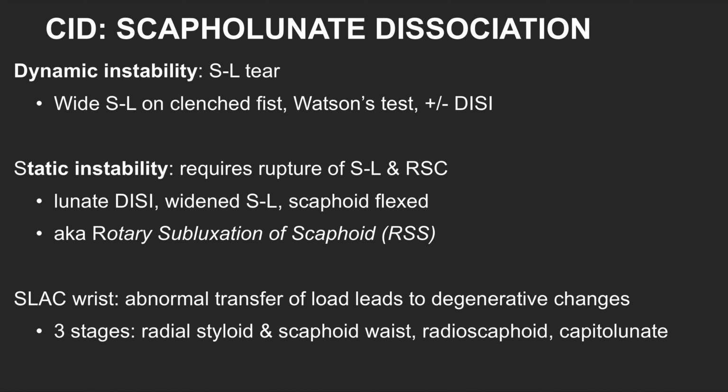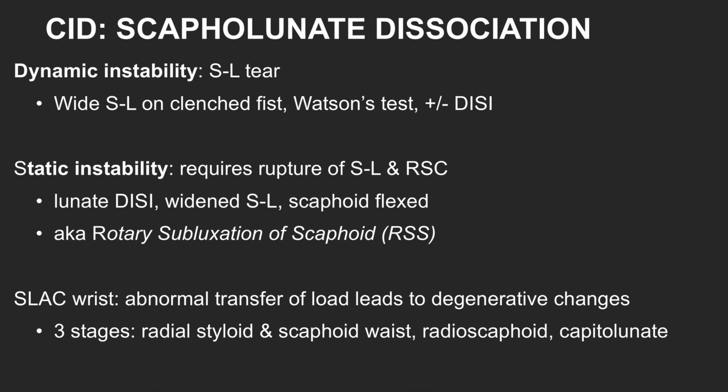So when you have an SL tear, it looks wide on a clenched fist view. Anything greater than 3 millimeters is considered abnormal. There's a positive Watson test. The Watson test is done by taking the wrist from radial to ulnar deviation and from ulnar to radial deviation while maintaining pressure with your thumb on the tubercle of the scaphoid. If the scaphoid rides up and clunks, that's a positive test.